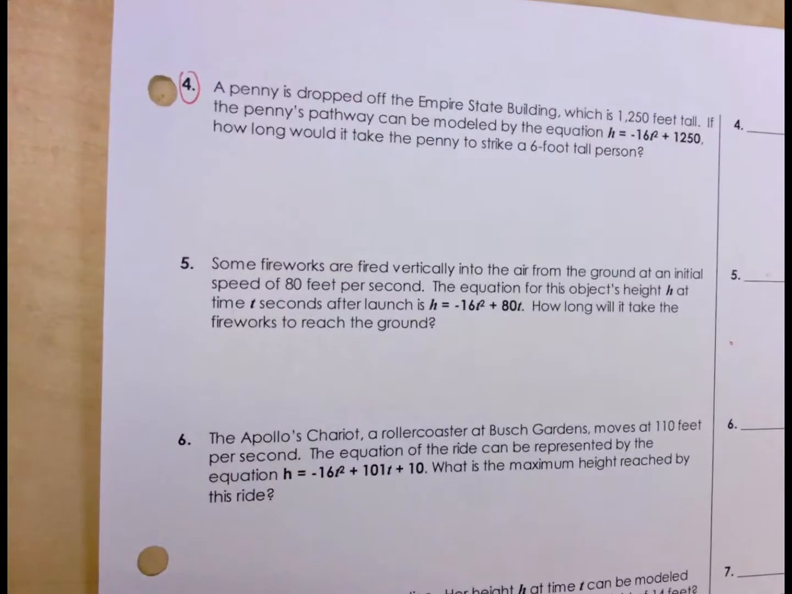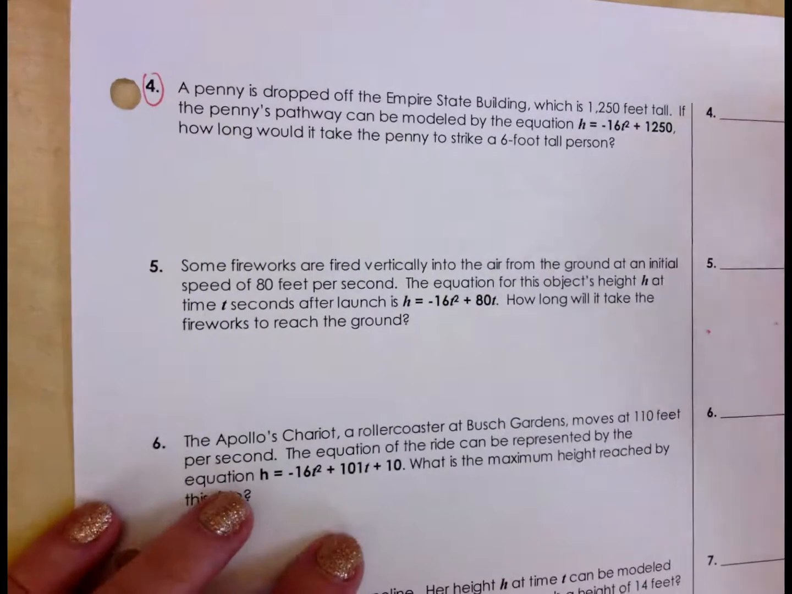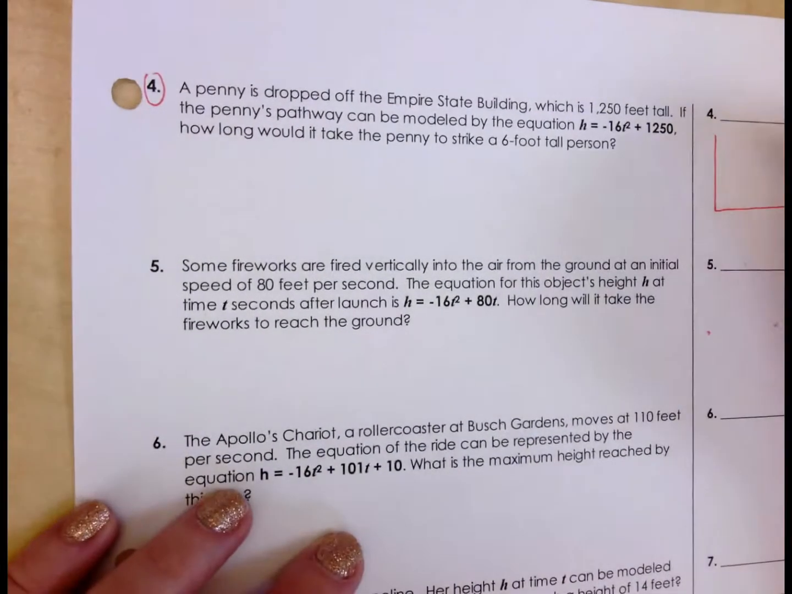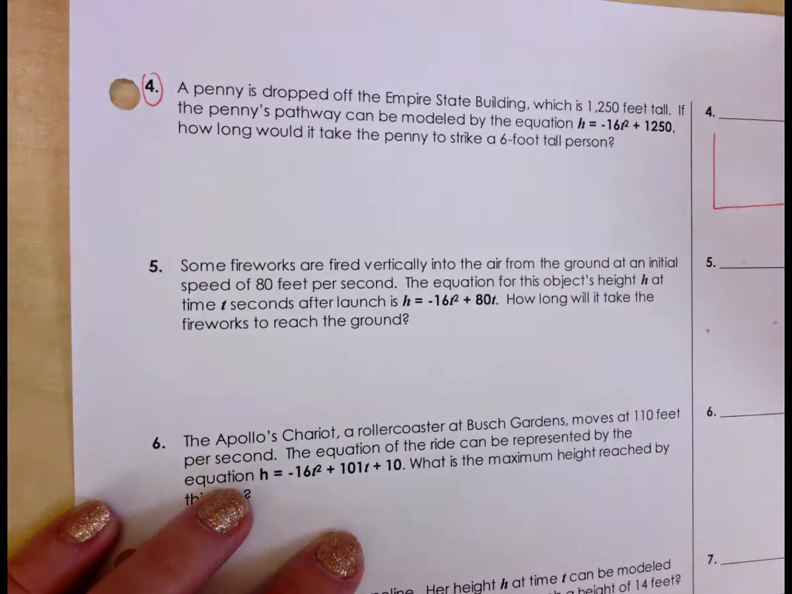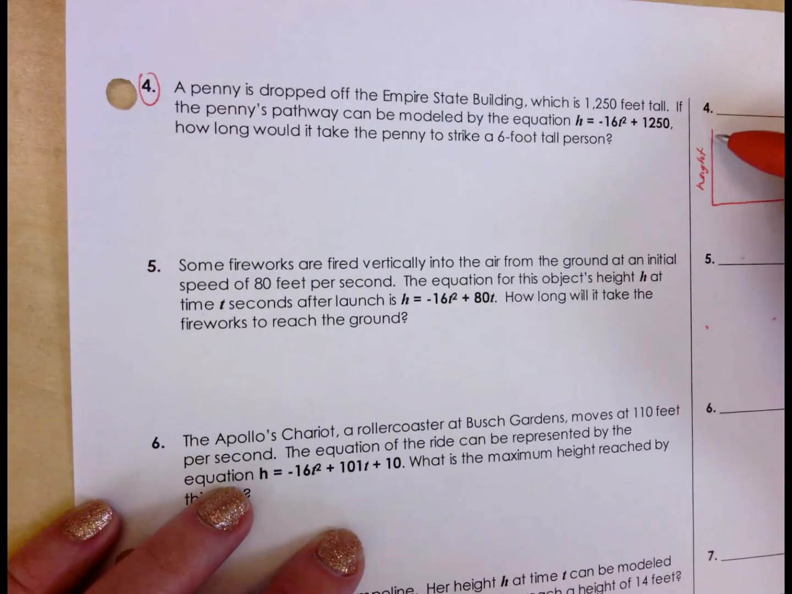Okay, so number 4 is where we're going to go next, just for another example. Here we have a question about a penny dropped off the Empire State Building. So I'm going to draw a little picture here where I've got the Empire State Building, and this is the height of the Empire State Building. And we've got someone who's going to throw a penny off the Empire State Building.